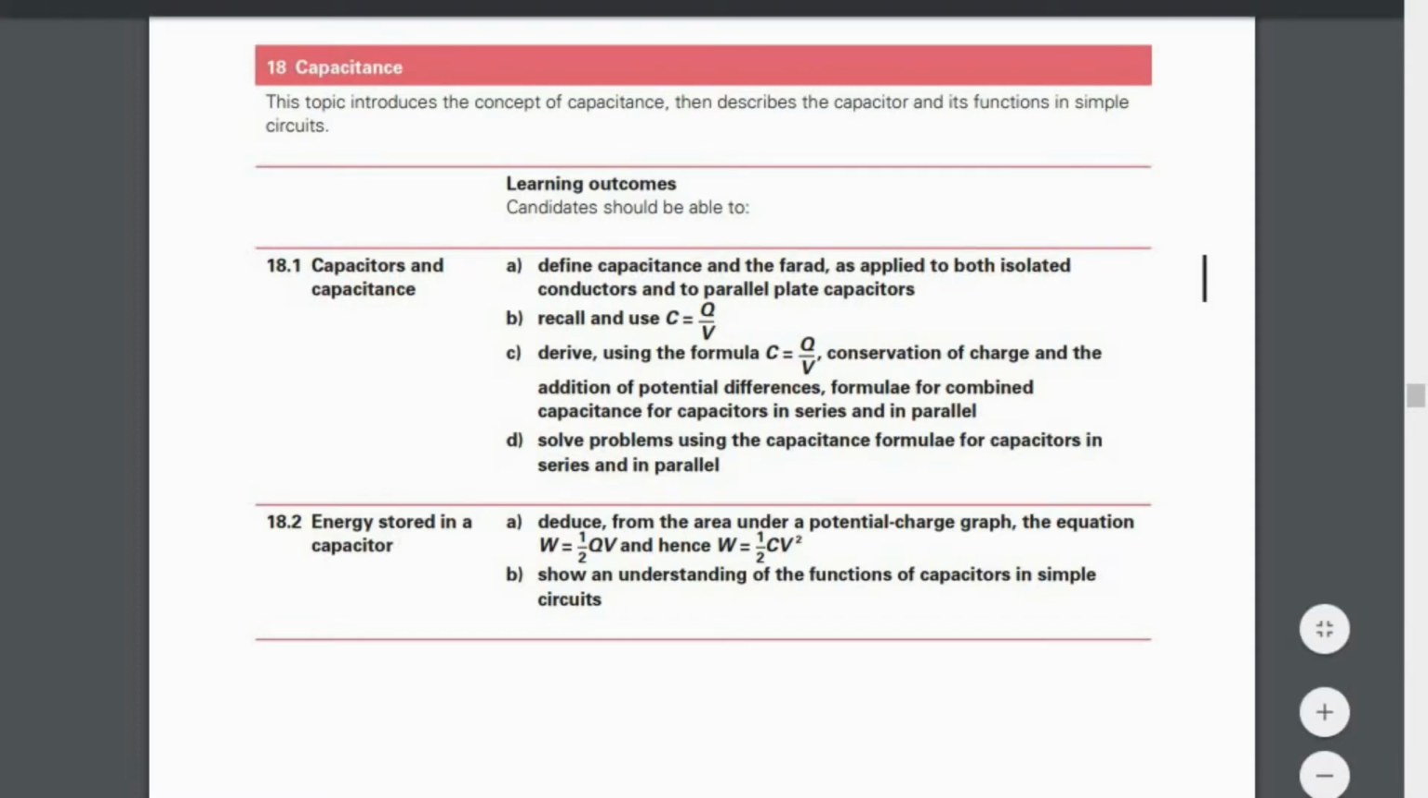Alright then, so we start with capacitors. For the syllabus, you have all these points. First, you have to understand the concept of what capacitance is and what the farad is, alright? And we have to talk about isolated conductors and parallel plate capacitors. And then there's a bunch of equations and how to use capacitors in simple circuits, alright?